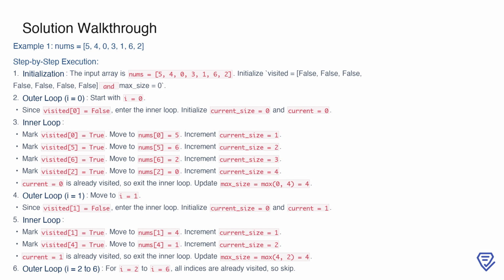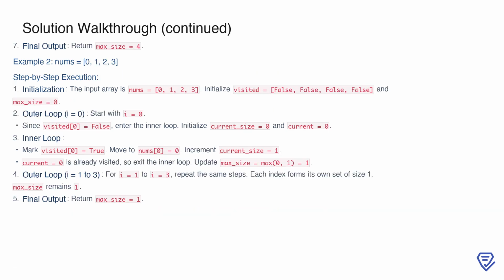Finally, for indices i equals 2 to i equals 6, all of them are already visited, so we skip them, leaving max_size unchanged at 4. For this example, we conclude by returning the max_size value, which is 4.